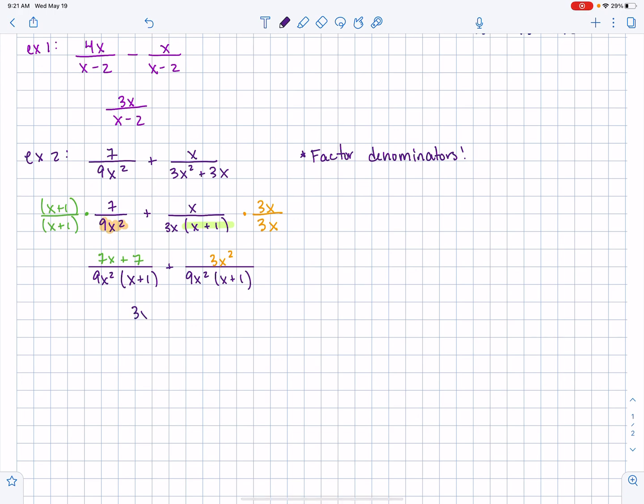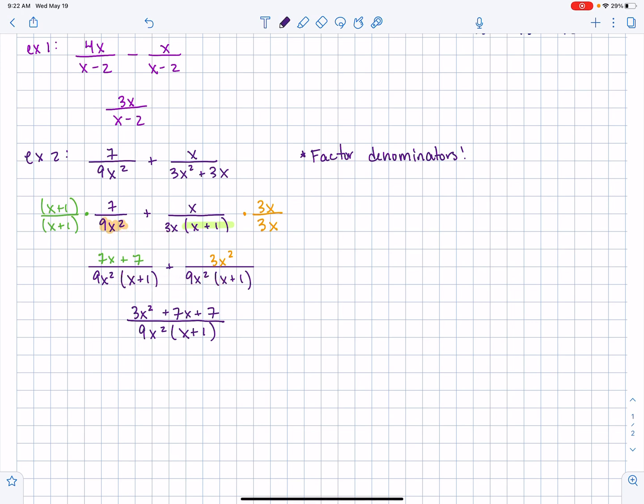I can't combine any like terms. So 3x squared plus 7x plus 7, I can only write it in standard form, over 9x squared times x plus 1, and it's totally fine to go ahead and keep that denominator in factored form. The reason that we like to keep it in factored form is that this can easily show me what my domain is. X can't be 0, x can't be -1, there's no other domains that we crossed out, so we don't have to add anything else.